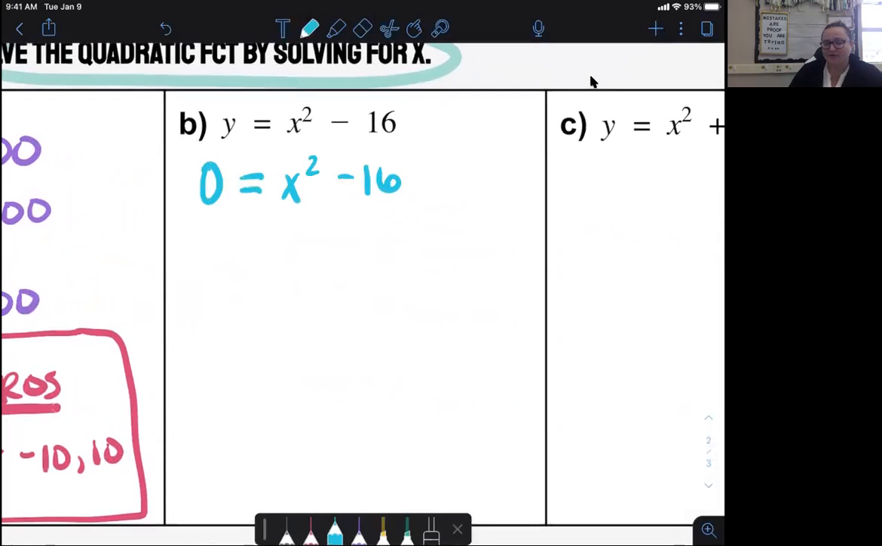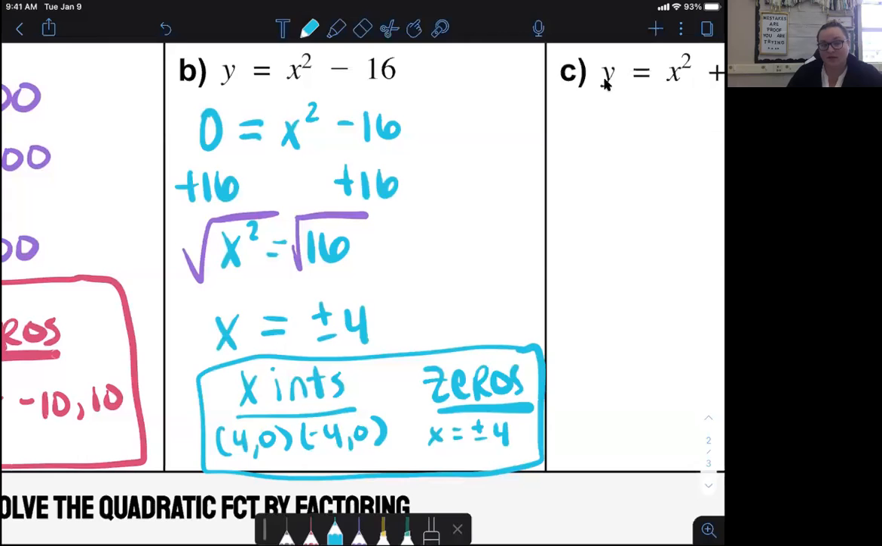Remember, after you solve it, you are going to write your answers in 2 ways, as x-intercepts and zeros. Go ahead and press pause and then press play when you're ready to check your work. Give it a shot. So as you can see with my work, I solved for x and I got x equals positive and negative 4. So my x-intercepts are 4, 0, negative 4, 0, and my zeros are x equals plus or minus 4.